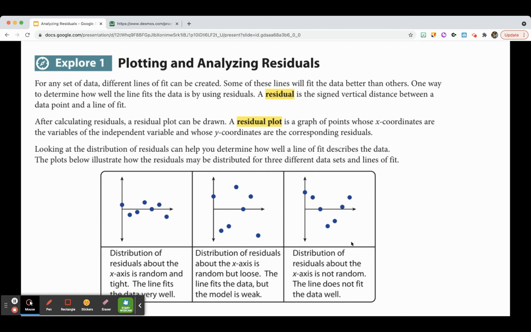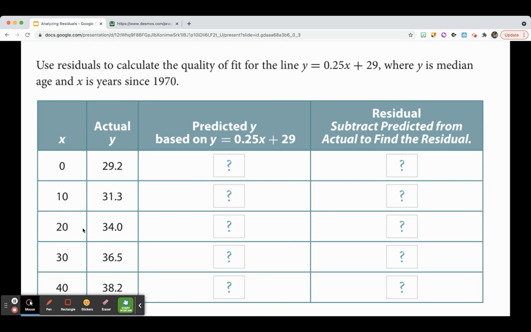And this last one, the distribution of the residuals about the x-axis is not random. I can't say linear because it's not a straight line, but there is a pattern to the points. So the line does not fit the data well there. So we're going to really dive into, first of all, what is a residual? Because that was a bunch of words. Let's see what this looks like with some math.